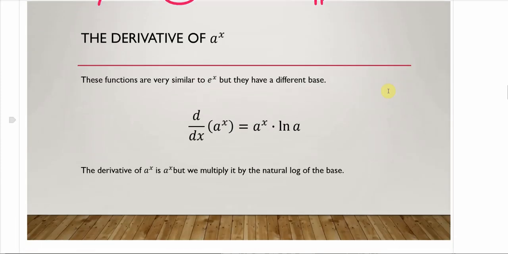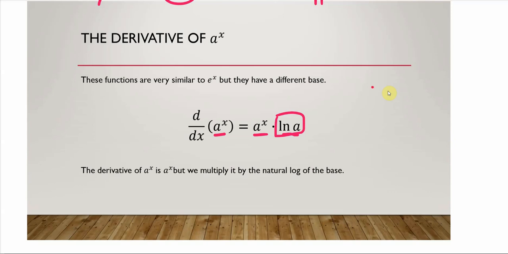So what's the derivative of a to the x? Well, if a to the x is like e to the x, and the derivative of e to the x is e to the x, then the derivative of a to the x, of course, is going to be a to the x, but it is going to have to include the natural log of a. Now this part does not disappear because a is not e. And remember that ln and e are inverses of each other.